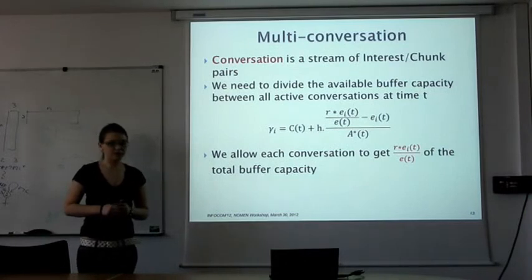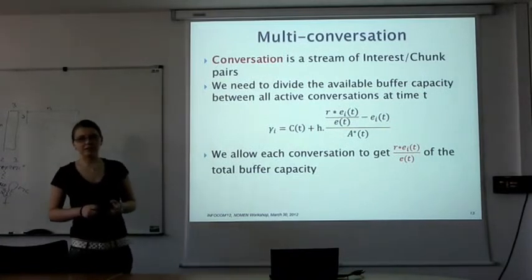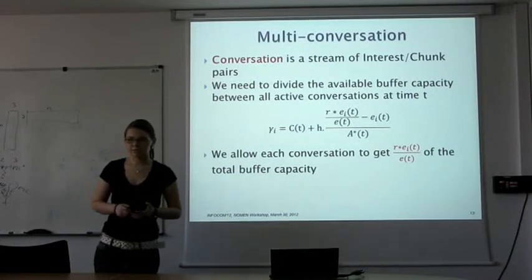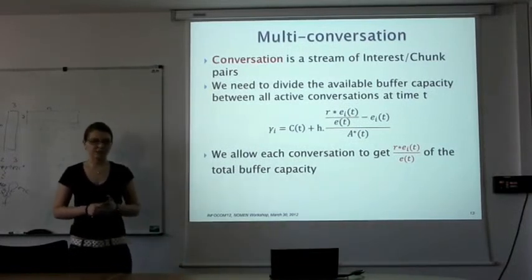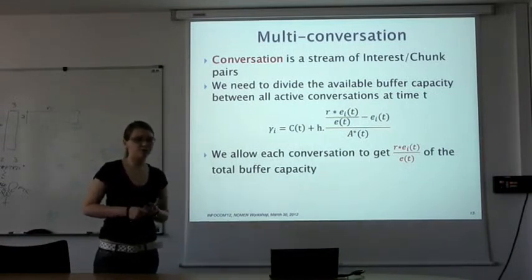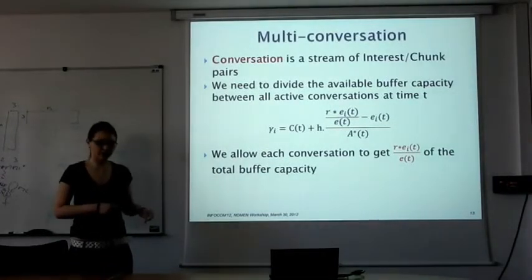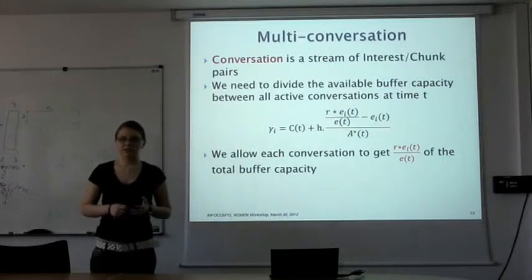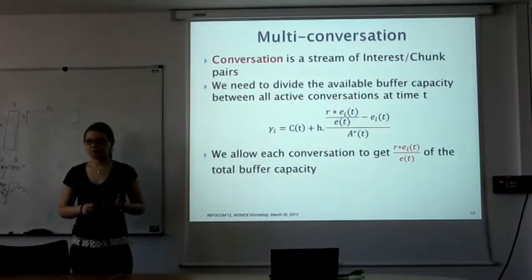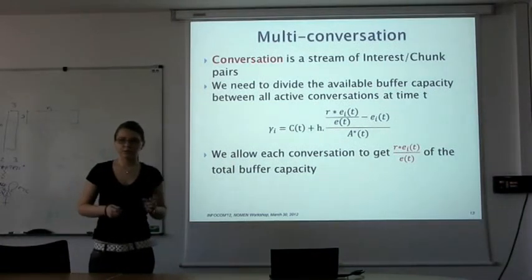First, I define the conversation. The conversation is a stream of interest-chunk pairs. In the general case, there are several conversations for the router, and we need to divide the buffer capacity between all active conversations at time t. In our paper, we used a fixed threshold equal to R divided by the number of active conversations, but it's not really good because a conversation might not need to use its allocated part of the buffer capacity.